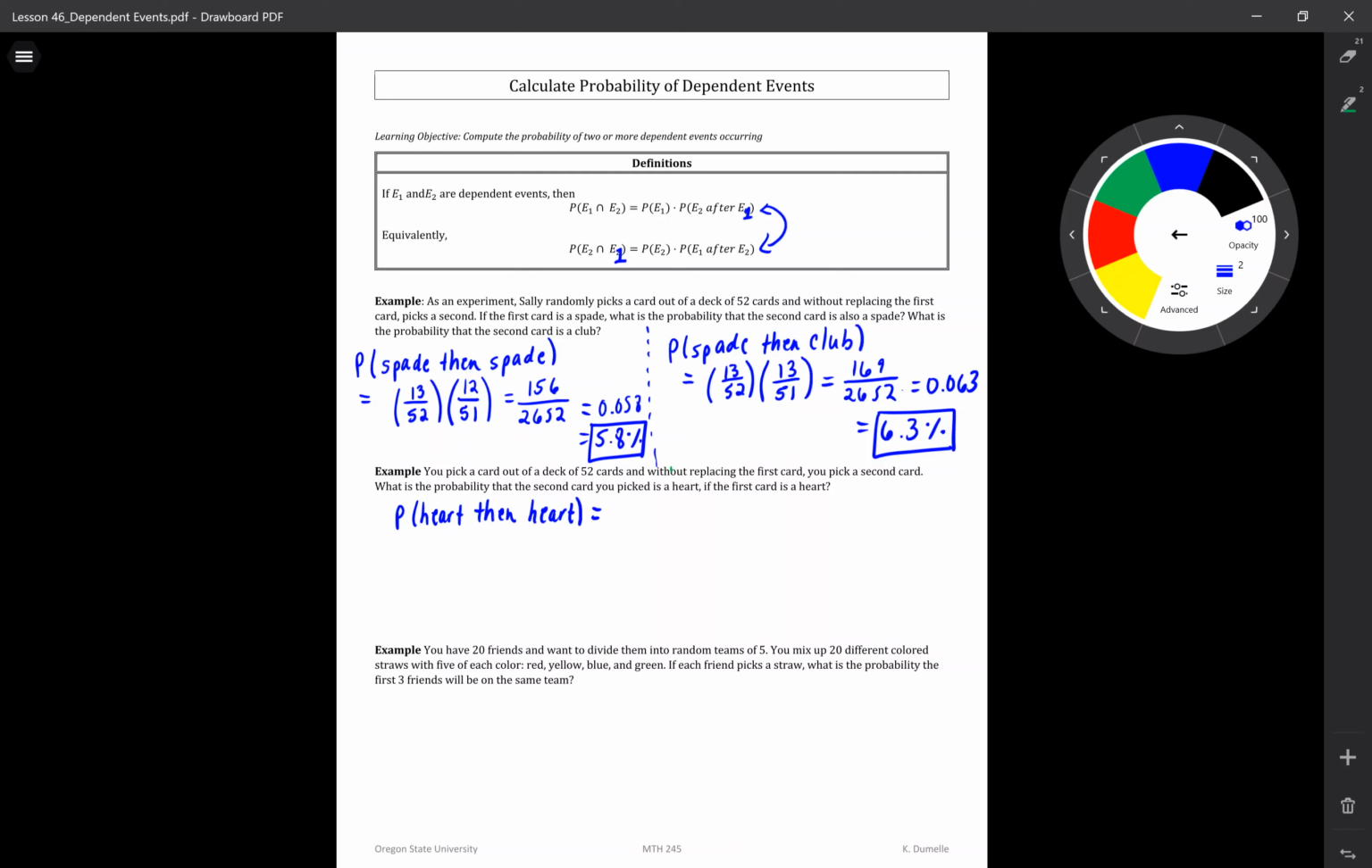So what's the probability that the first card I pick is a heart? Well, I have 13 of them out of 52. And then if I've already picked one heart, I only have 12 left out of 51. And as we saw in the above problem, this is 0.058, or 5.8%.